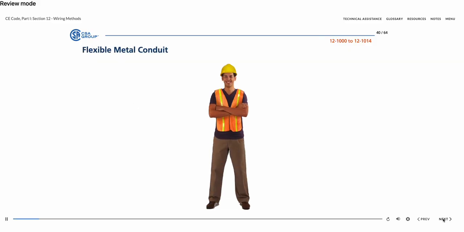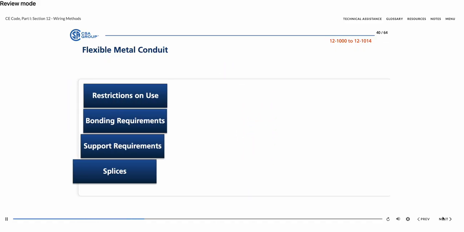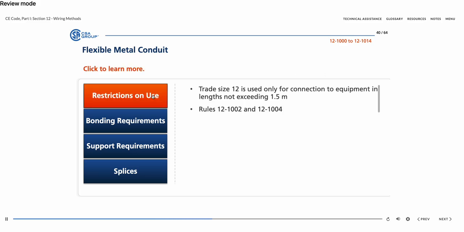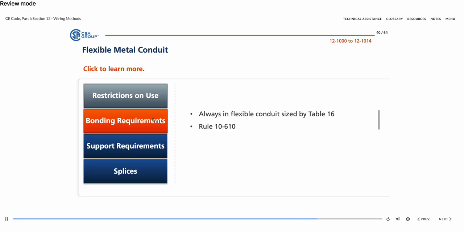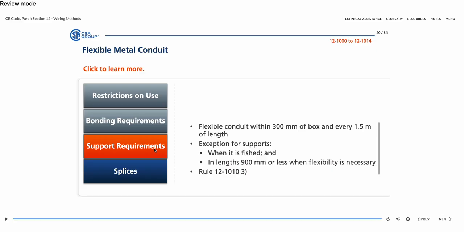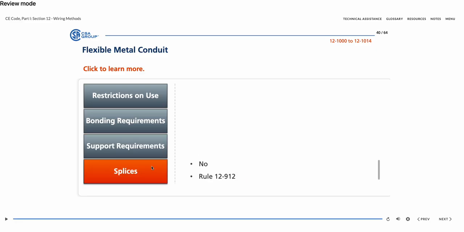Flexible metal conduit, commonly referred to as flex, is typically reserved for short runs requiring flexibility, such as motor installations. Trade size 12 is used only for connection to equipment in lengths not exceeding 1.5 meters. Always size flexible conduit using Table 16. Support the conduit within 300 millimeters of the box and every 1.5 meters of length. Splices are not permitted according to Rule 12-912.